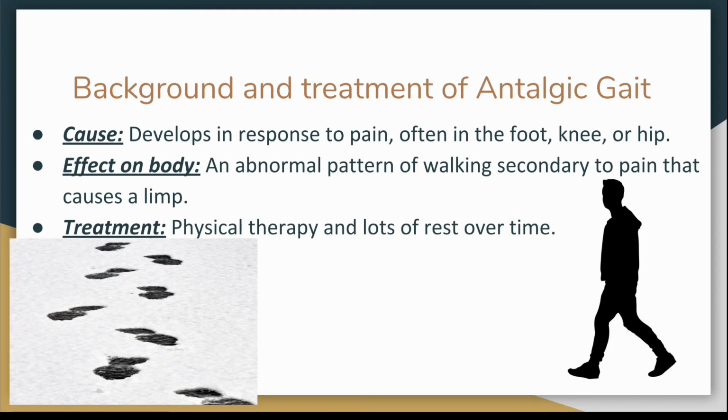Background and treatment of antalgic gait. It develops in response to pain, often in the foot, knee, or hip. An abnormal pattern of walking secondary to pain that causes a limp is an effect on the body. Physical therapy and lots of rest over time help treat the antalgic gait.